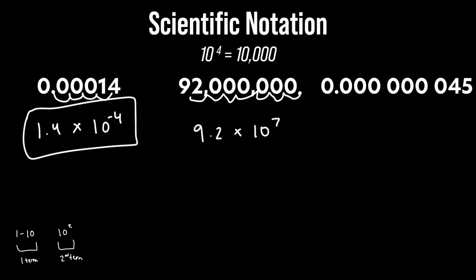So now we have another tip that we can use. If the decimal point is moved to the left, then the power is positive. And if the decimal point is moved to the right, then we know that it's to the negative power.